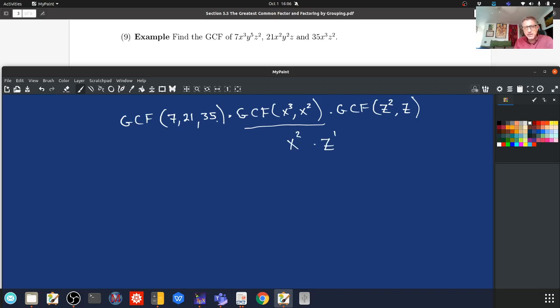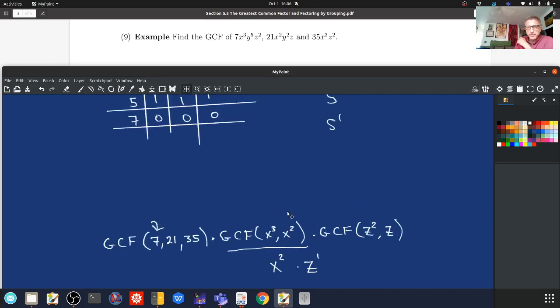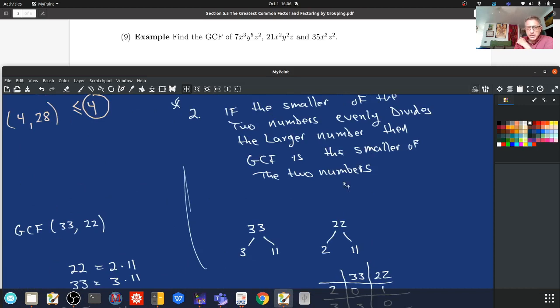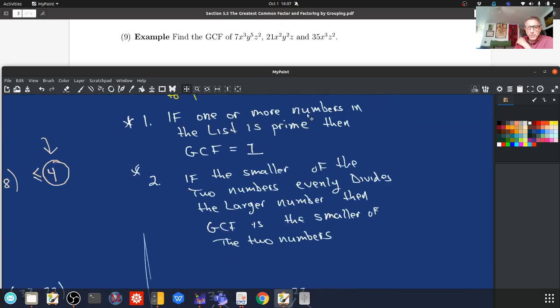What's the GCF of 7, 21, and 35? Well, we have a prime in here. So the only thing that we have to deal with is, I guess I need to amend that one rule or put them in a priority. Yeah. If one or more numbers in the list is prime, then the GCF is 1 unless number 2 below is true.